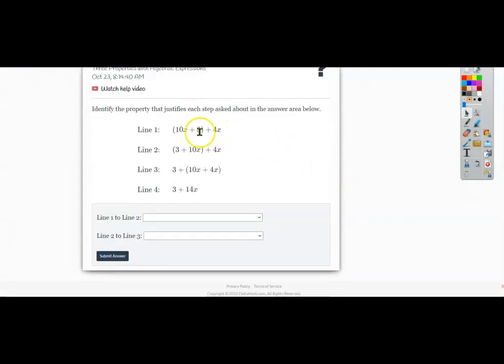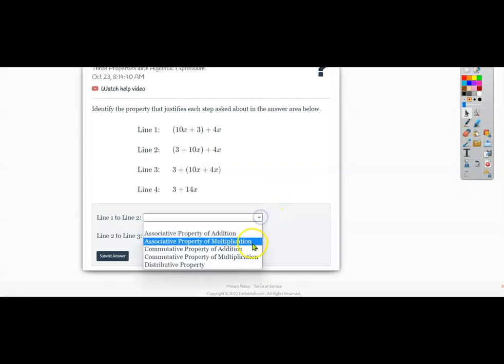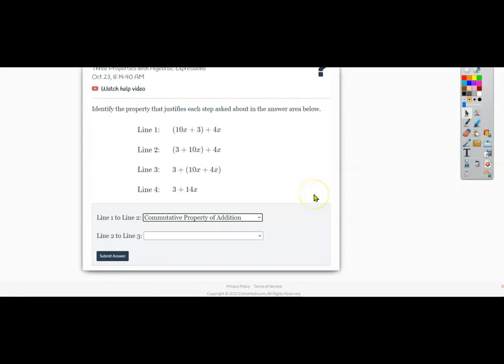Last one, let's take a look here. Quantity 10x plus 3. Second group, the quantity is 3 plus 10x. So the items within the group remain the same, just their order has swapped. So that's the commutative property of addition, because they are adding each other.